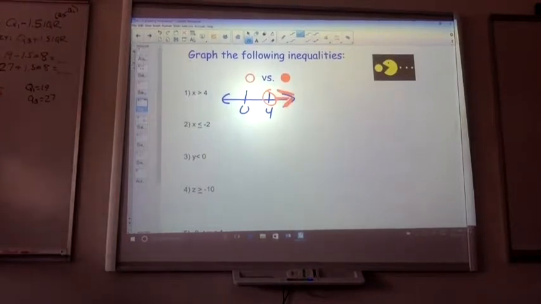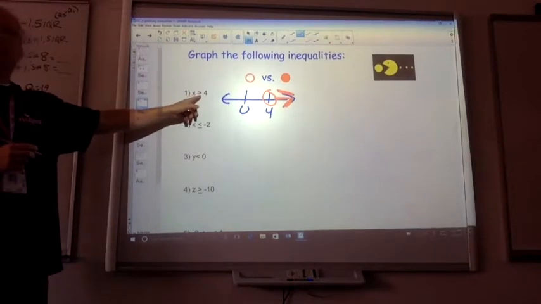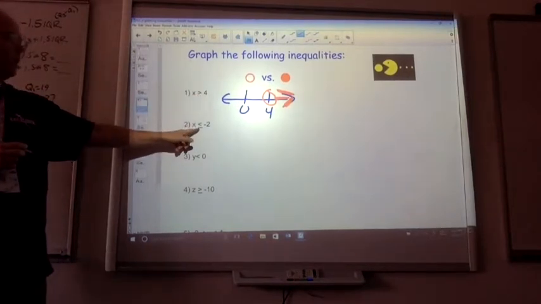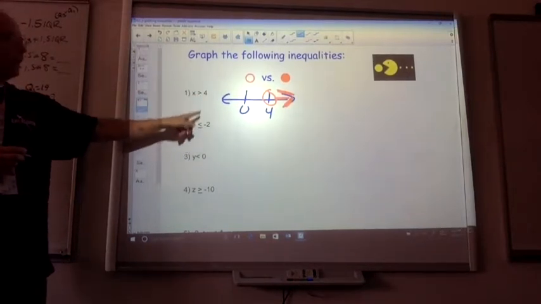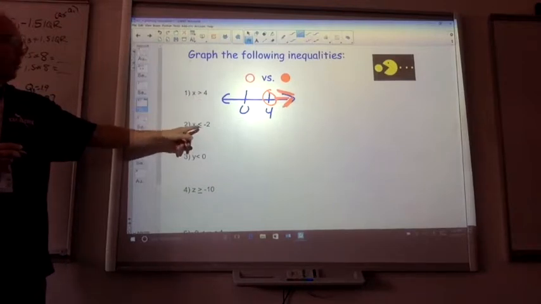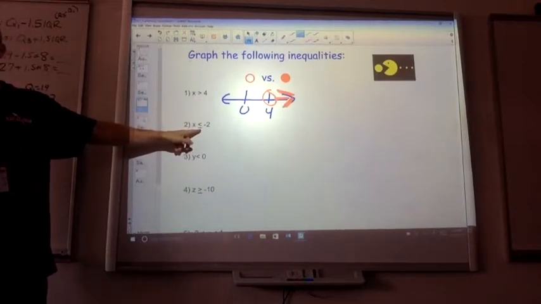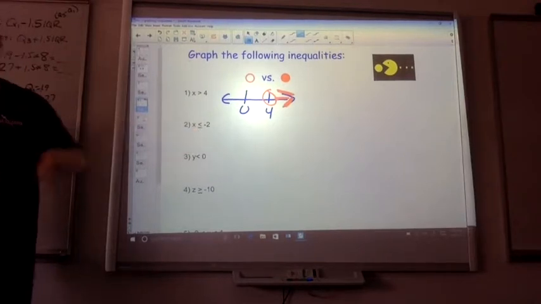Okay? We're starting it, and we're going to build into it some more. So the reason it's an open dot is because there's not an equal sign associated. This one has an equal sign, so this one will have a closed dot. Open dot, closed dot. Even though it's going a different way, that's not what makes it open or closed. It's because you have the equal sign there.